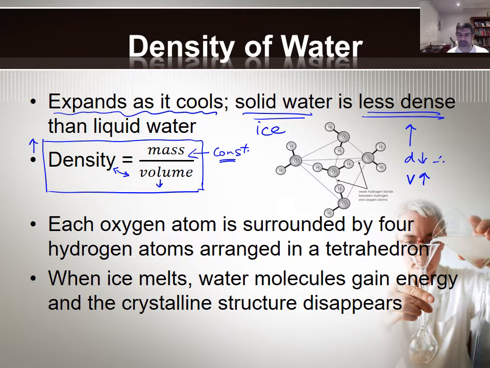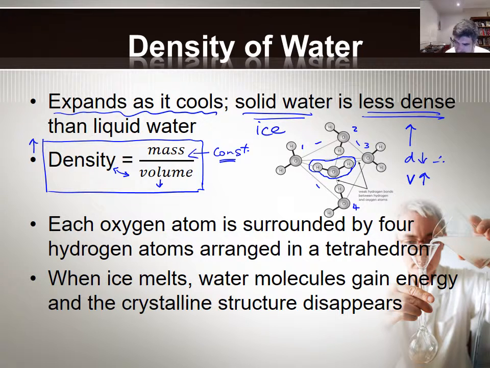This is unusual, and it can be explained a little bit by the diagram that I have here. If you can track this individual molecule, you'll notice that around this individual water molecule are four other water molecules in the form of a tetrahedron. And that's the shape that you can see drawn here.